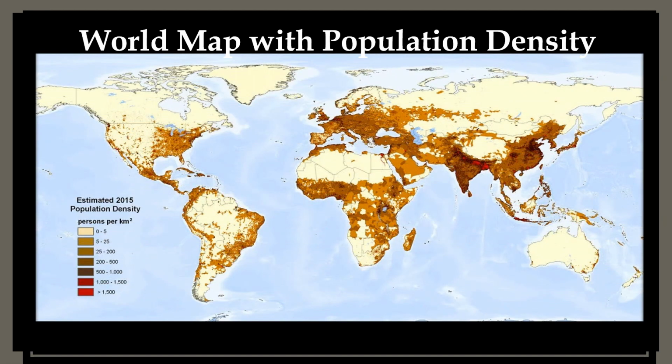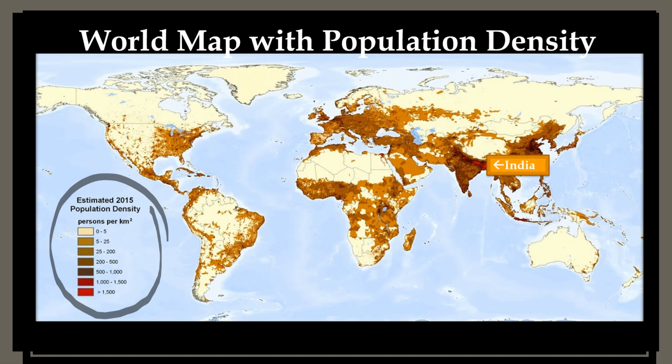So the next map is our world map with population density. And this map has another key for us, which is down here on the bottom left. And the bottom left is showing us the color variations that we're looking for to figure out what the population density of people is per square kilometer.